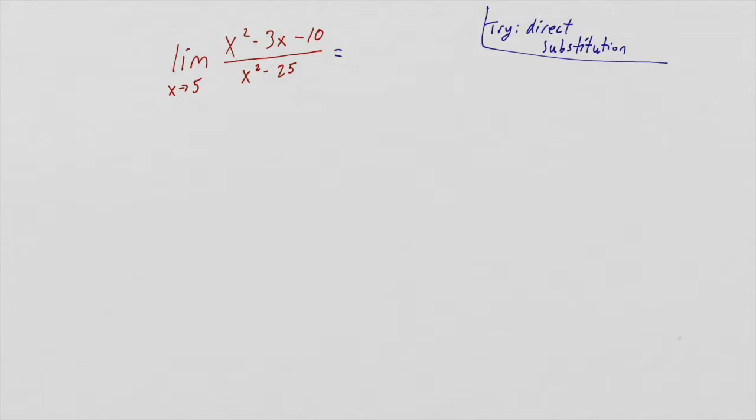We just substitute in 5 here for x. We get 5 squared minus 3 times 5 minus 10 all over 5 squared minus 25. This numerator equals 0, denominator equals 0. We have 0 over 0. Anytime we have 0 in the denominator of our fraction, we cannot do it. So this way doesn't work.